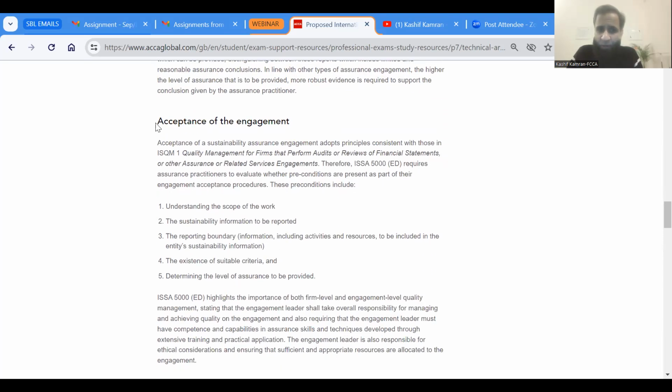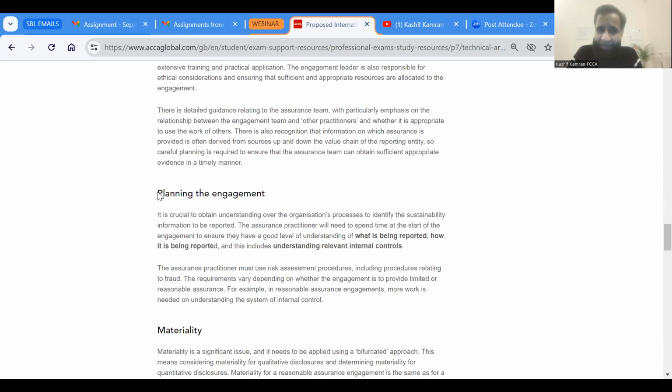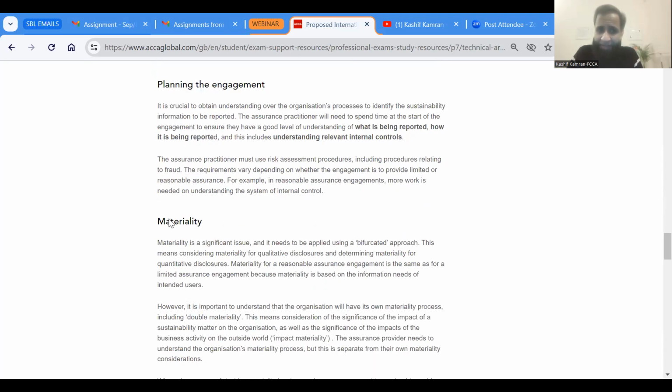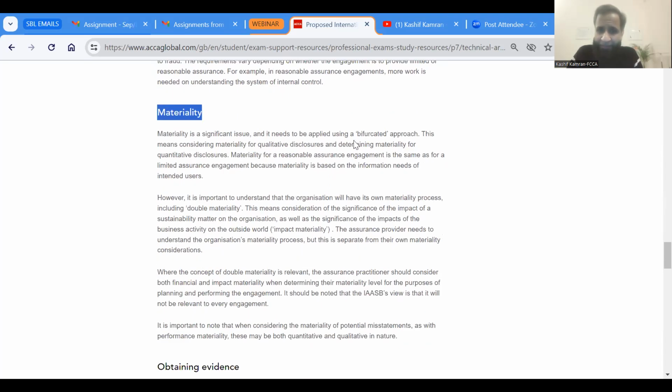Then they're telling you how you accept the engagement. So methods to accept the engagement on sustainability assurance. So acceptance, then planning, then materiality. In materiality, they have given you the word bifurcated approach right here. Then they've given you this approach of double materiality here, double materiality in para 2. In para 2, the double materiality. In para 1, the bifurcated approach.